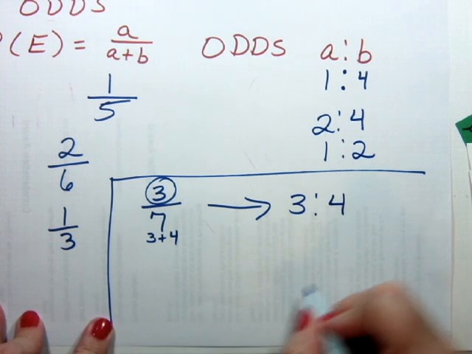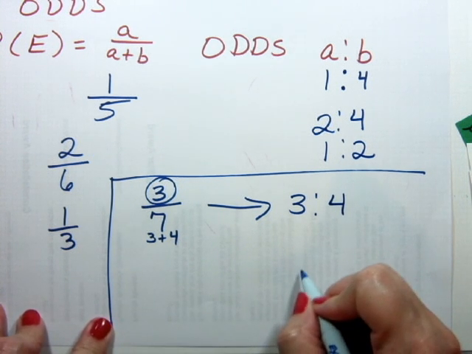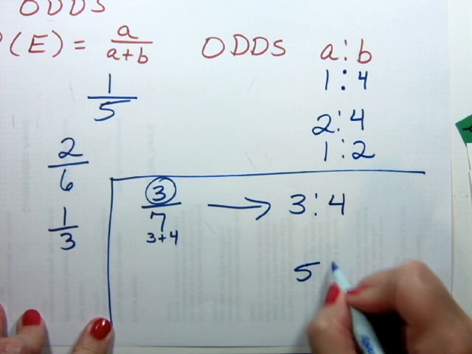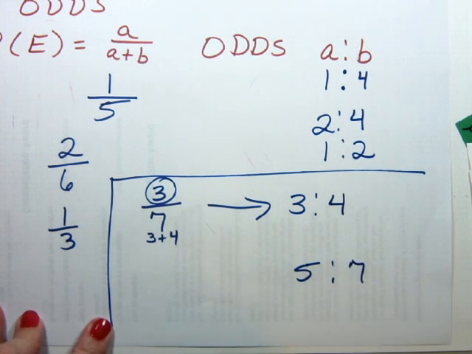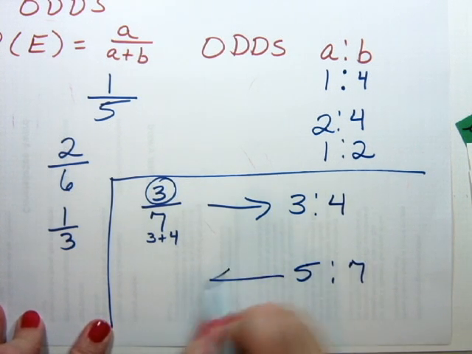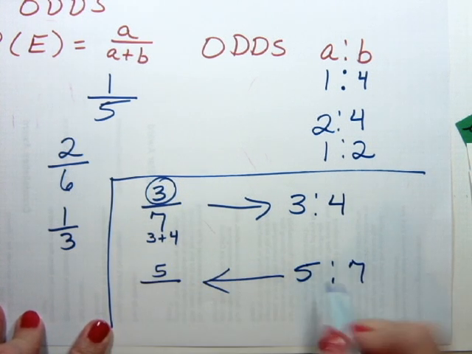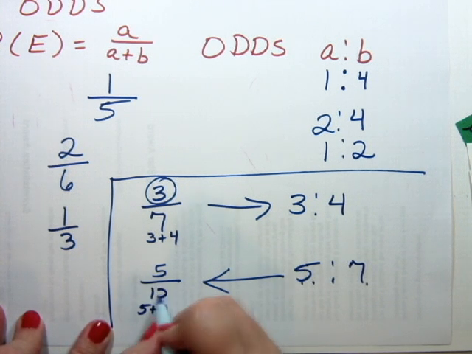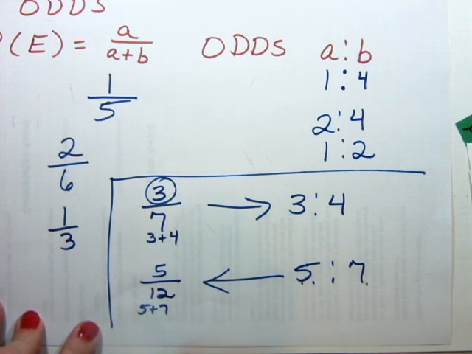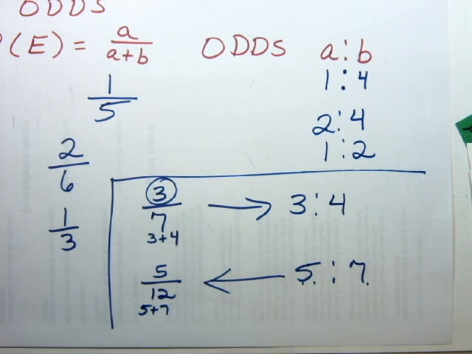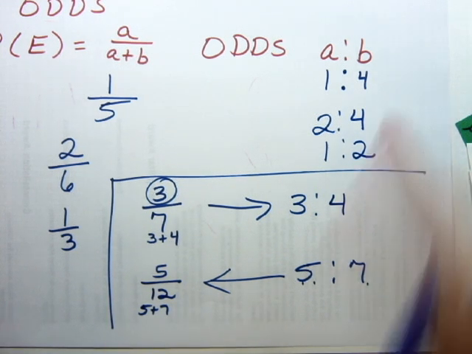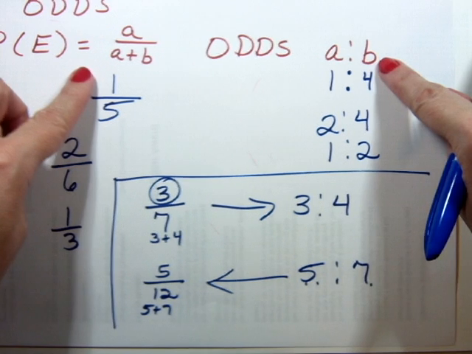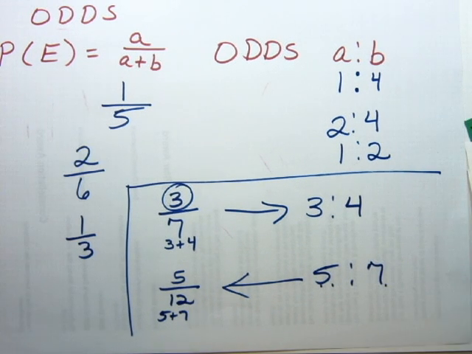What if I give you the odds? If your odds are 5 to 7, what would your probability be? Well, your probability would be 5 ways to get what I want out of 5 plus 7, 12 total. So your probability would be 5/12. That's how you go back and forth between the two. I have the formula written up here, but I think the formula is more confusing to students than if you just understand what's going on.